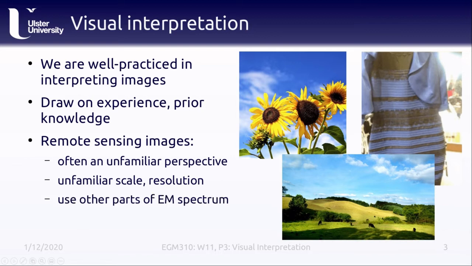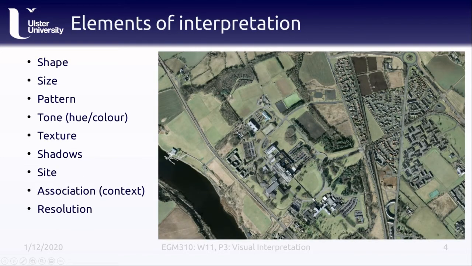Remote sensing often requires us to make use of other parts of the electromagnetic spectrum, things that we usually have no prior experience looking at. As we've seen, many things look very, very different in the shortwave infrared than they do in the visible wavelengths. We can think about a number of different elements of visual interpretation to help aid us.